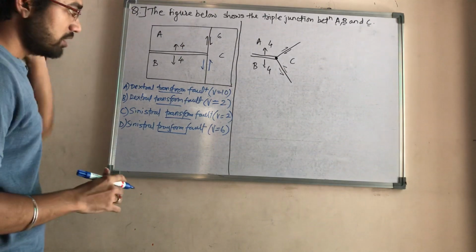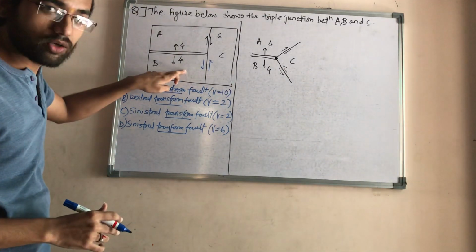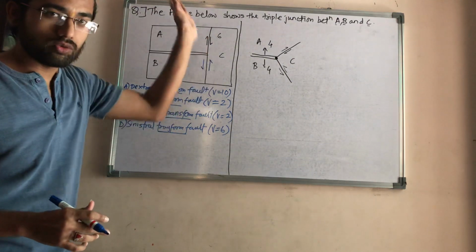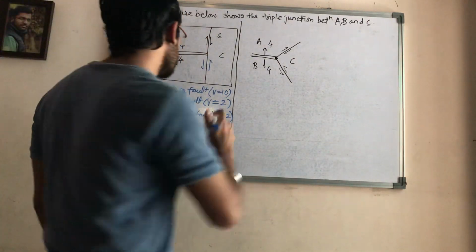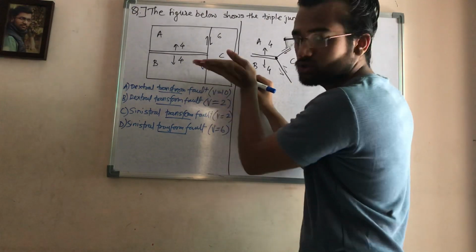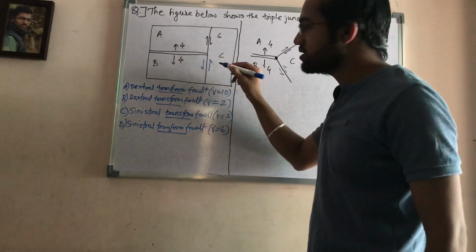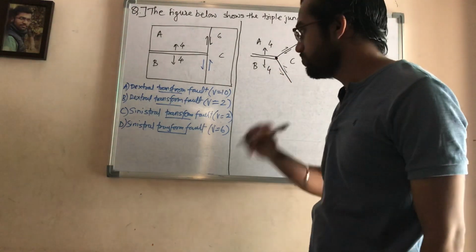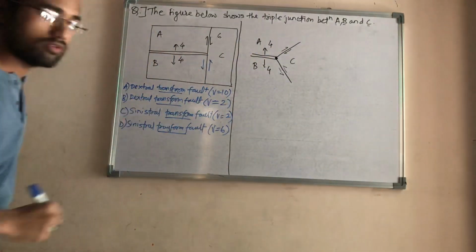Now you can see if you are standing on plate B and look at the upper arrow, which is going towards left side. Now consider if you are standing on plate C, now look at the upper arrow, it is going to the left side, means it is transform sinistral. Sinistral transform fault. Now calculation for the velocity.